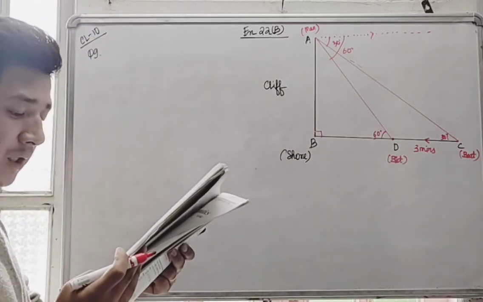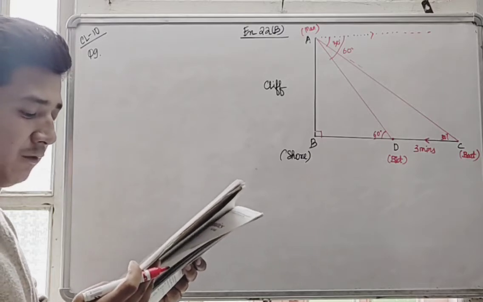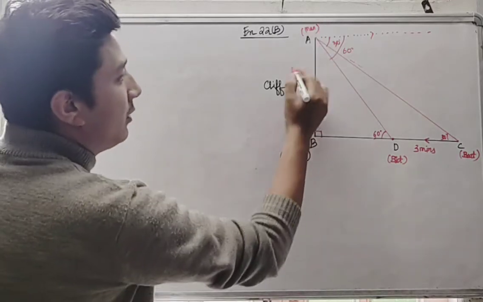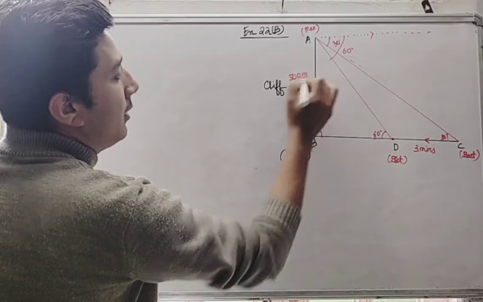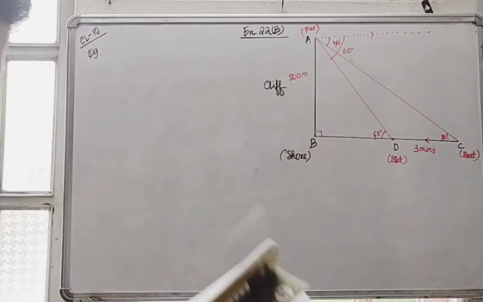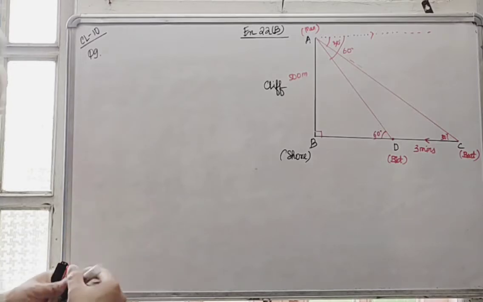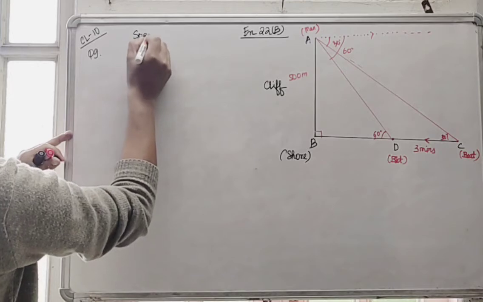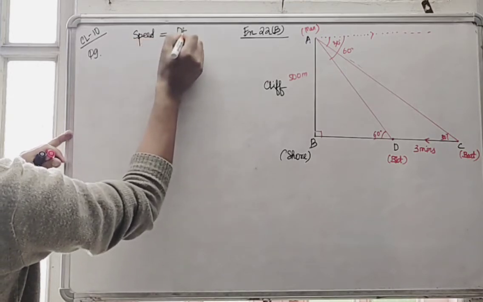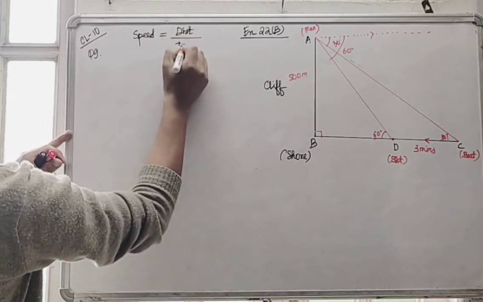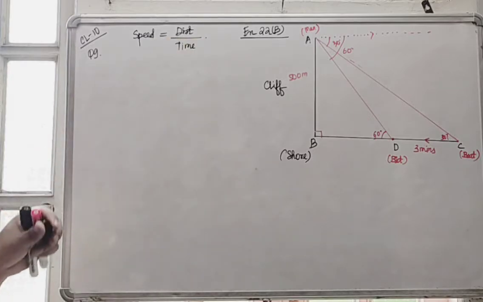of the boat in meters per second if the height of the cliff is 500 meters. So how much time will it take, and find the speed of the boat is what we need to find out here in question number 9. All right boys, so we know the formula, speed equals distance divided by time. So this formula we need to use out here.